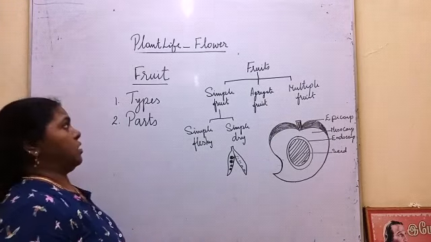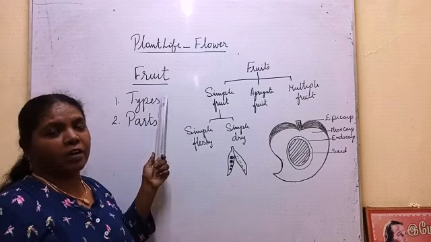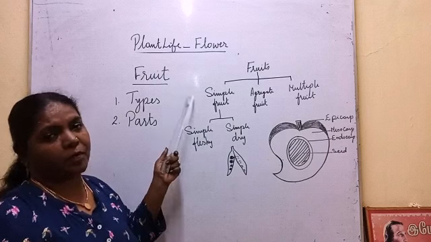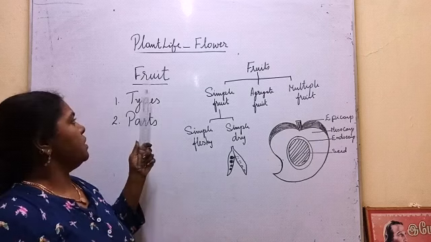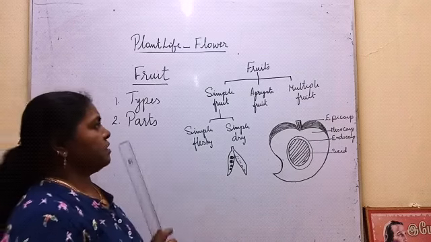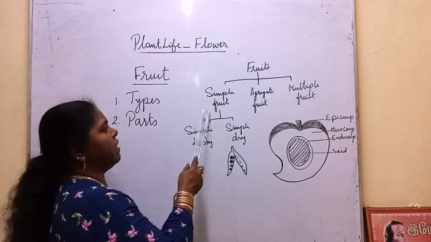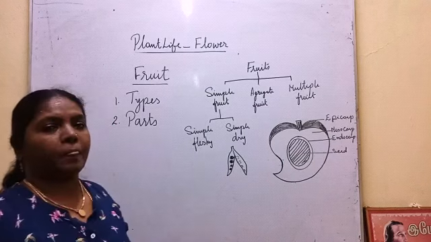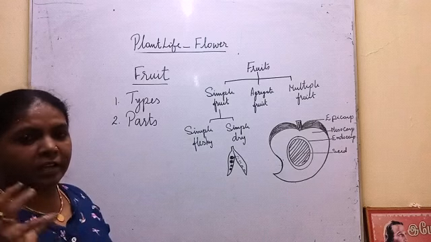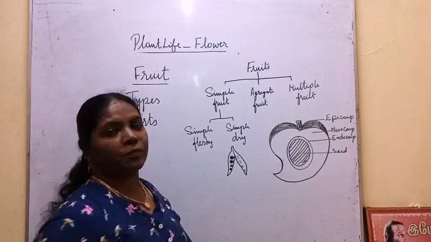We first saw the flower, how the flower got fertilized and the fruit develops from the flower. Now the types of fruits and parts of fruits. If a single fruit develops from a single flower, it is said to be a simple fruit. A single flower that develops into a number of fruits is an aggregate fruit.